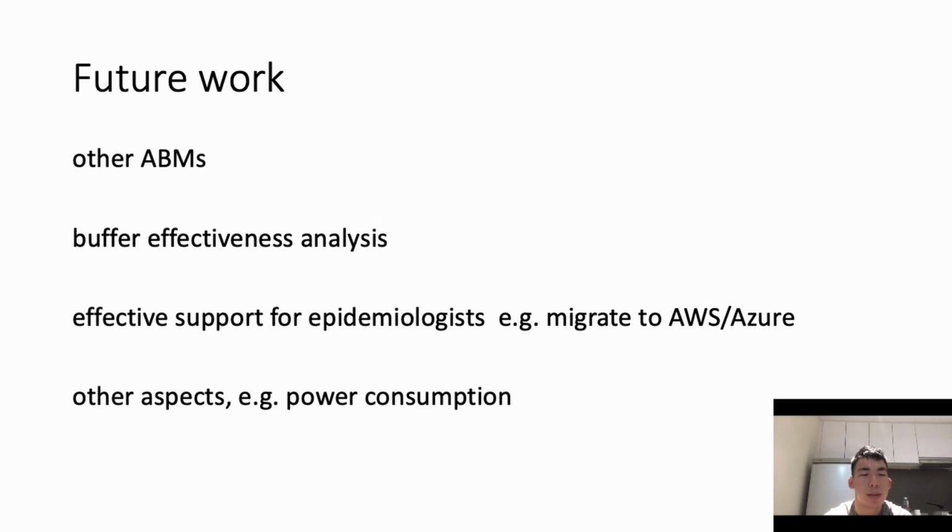Another direction is to provide effective support for epidemiologists. One major step to do this is to migrate to AWS or Azure, which could support more complex host program compilation. Also, since the simulation time depends on the throughput, we mainly optimized the throughput for the proposed design. A direction of future work is to optimize other aspects, such as power and energy efficiency.